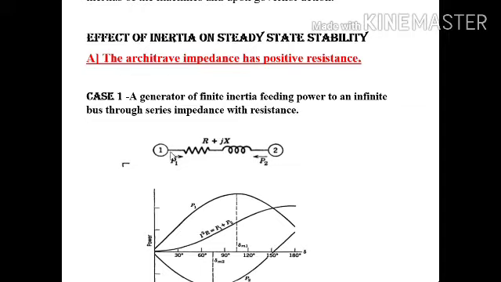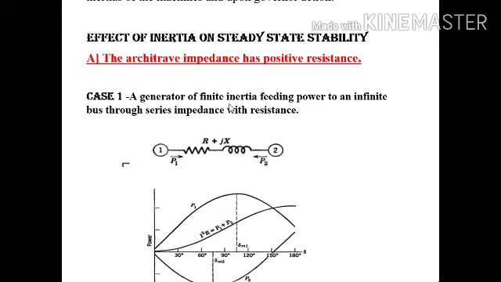Right. The first case will be generator 1 connected to an infinite bus. The second case will be a motor receiving power from the infinite bus, and the third case will be where both machines are finite, that is generator 1 and this is motor 2. That means both have finite inertias, right? So let us see one by one.